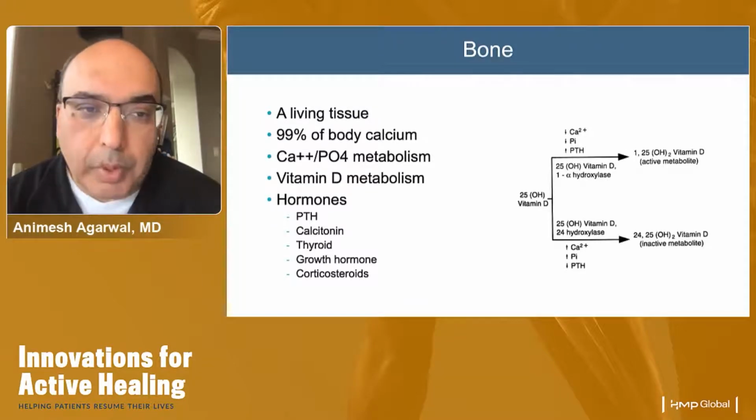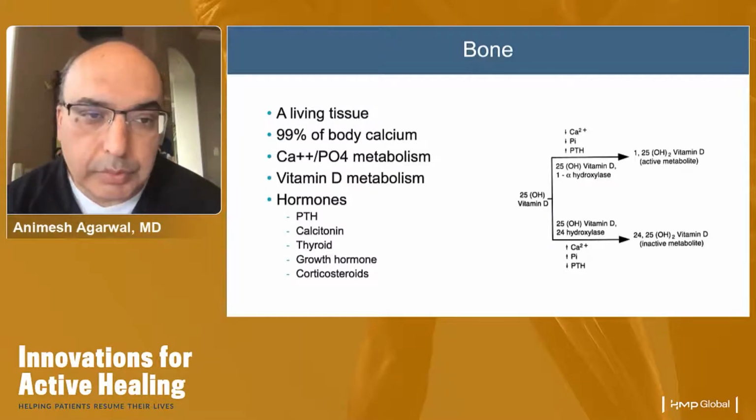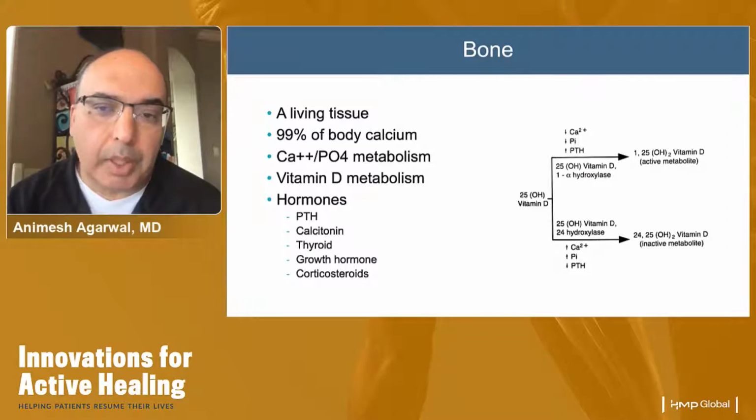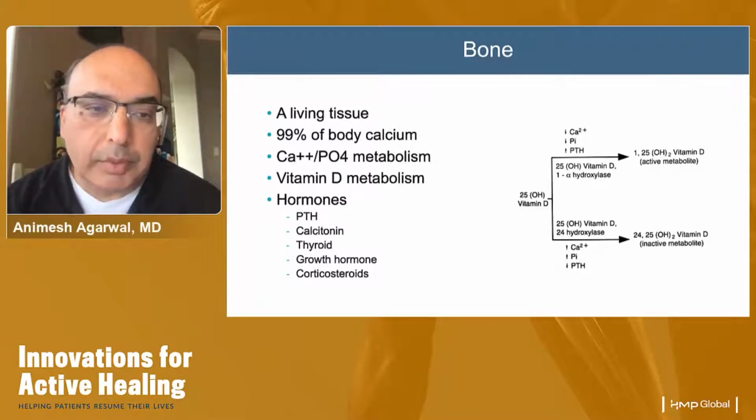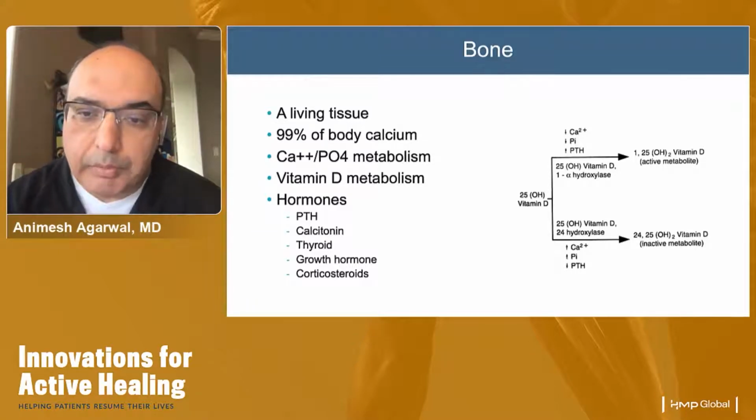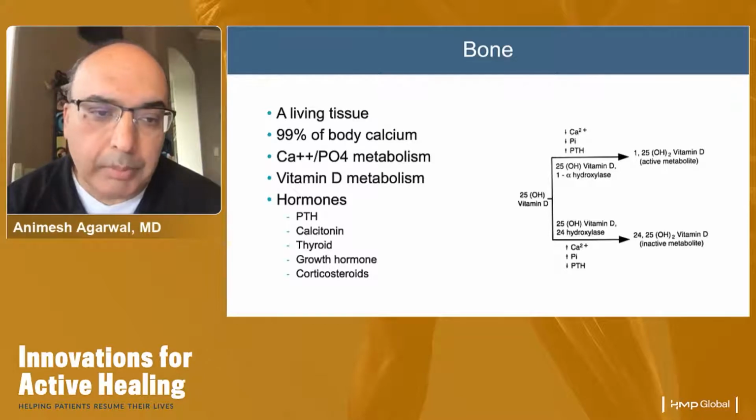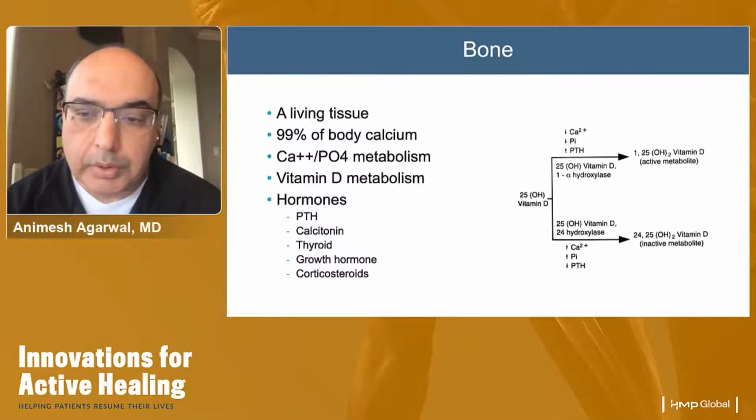So let's start with bone. As you know, bone is a living tissue. It's comprised of 99% of our body calcium, and it's involved in both calcium phosphate metabolism as well as vitamin D metabolism. If you look on your far right, you can see the pathway where you have hydroxyvitamin D and how calcium and phosphate intermingle with that. And there are a significant number of hormones that are involved with bone metabolism: parathyroid hormone, calcitonin, thyroid, growth hormone, and corticosteroids.